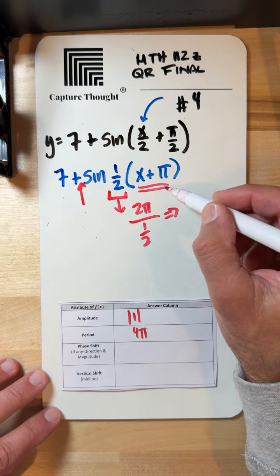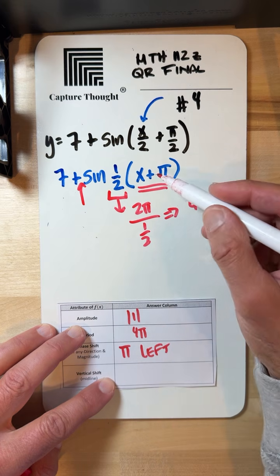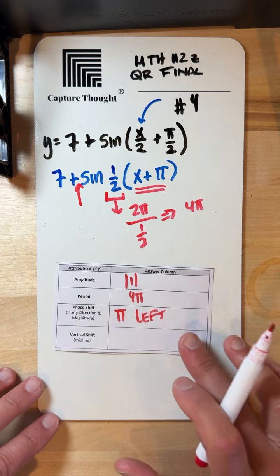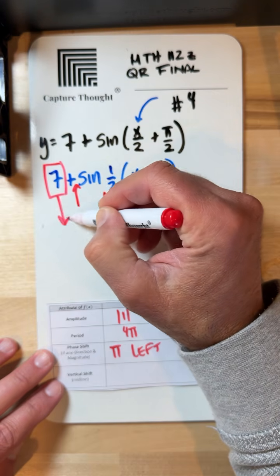Okay, any phase shifts? Yes, right here. On the inside of our argument, that is pi left. Since we're adding pi, we go the opposite direction inside our argument. And then lastly, any vertical shifts, and that is brought to you by this number up here.